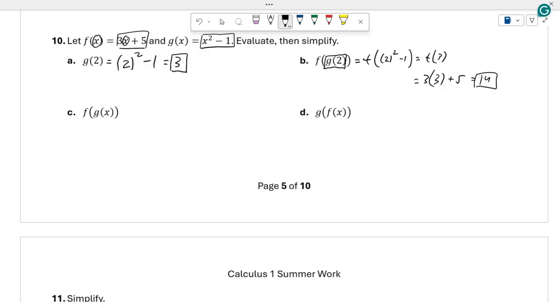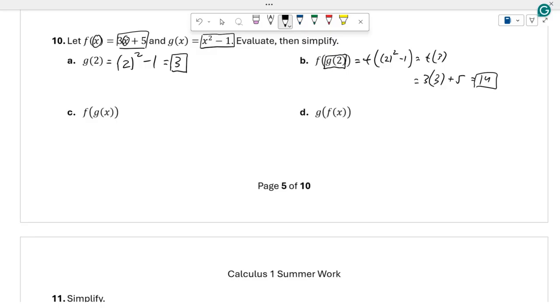10c. On some level, 10c is actually the same thing as 10b. Structurally, it's the same thing. In 10b, I had f of g of something, and in 10c, I have f of g of something. So if you don't understand b, you're not going to understand c. You definitely want to make sure that you understand what we just did in 10b, because with 10c, we're going to do, quote, the same thing.